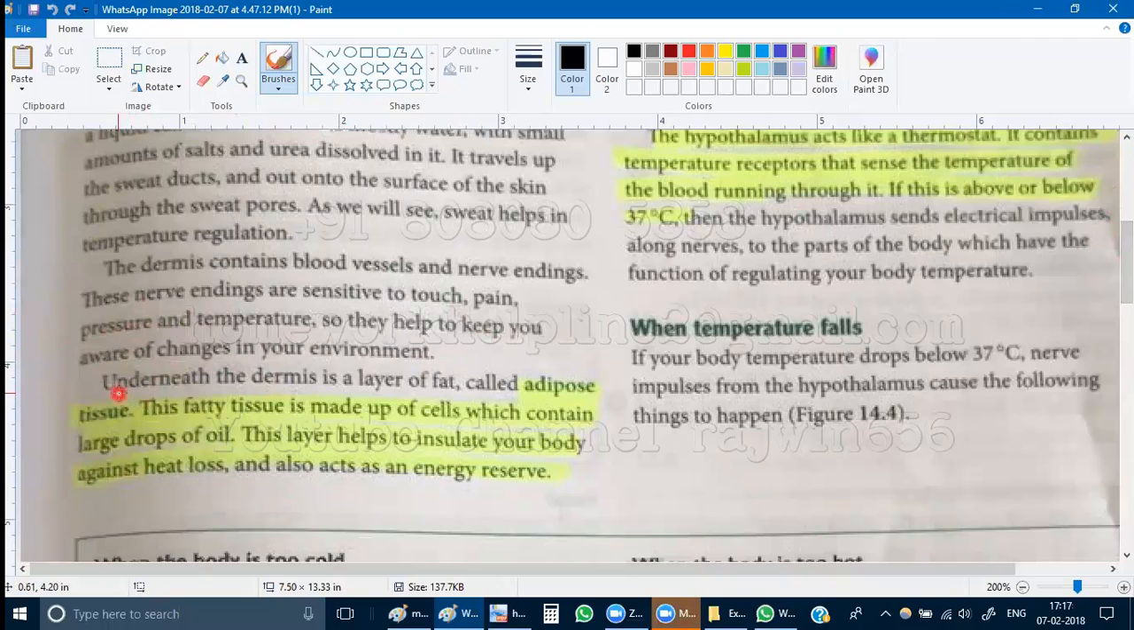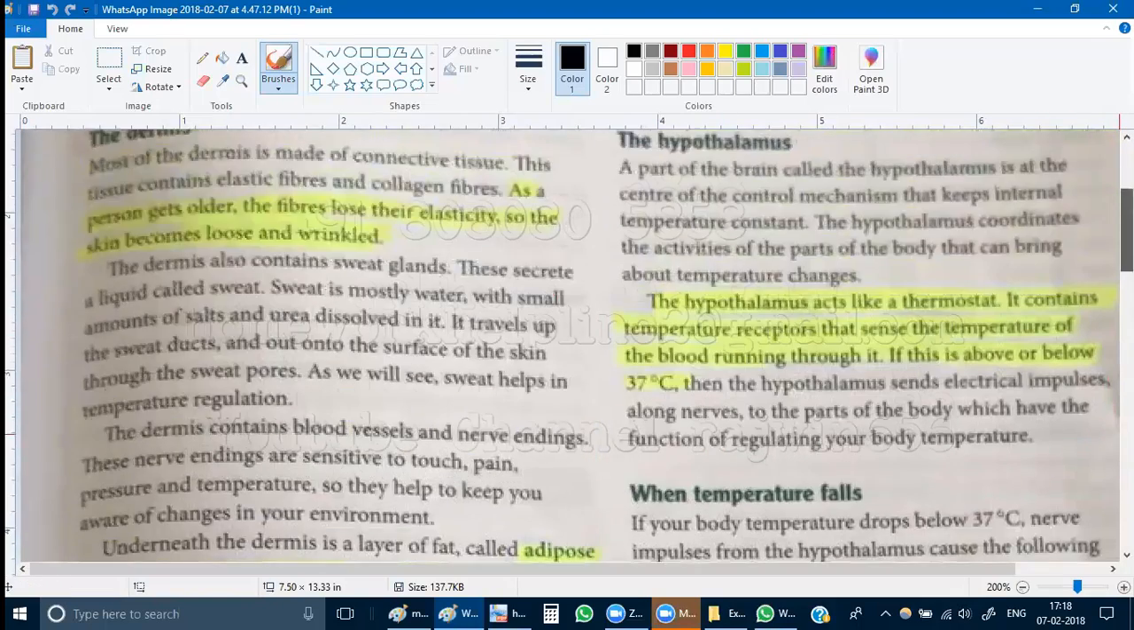Now below this there will be a layer of fat. Underneath the dermis is a layer of fat called adipose tissue. This fatty tissue is made up of cells which contain large drops of oil. So this also forms a bad conducting layer, so exchange of heat with the surroundings is not allowed. This layer helps to insulate your body against heat loss and also acts as an energy reserve. When less food is available, at that time this adipose fat will be used as a reserve source of food and energy. Now what's going to happen when changes in temperature occur?